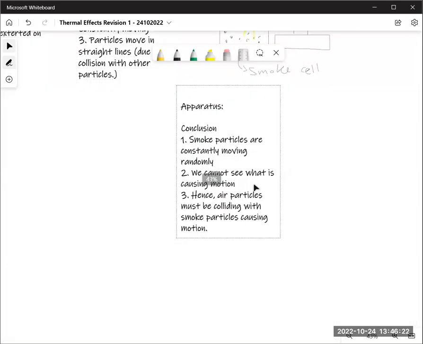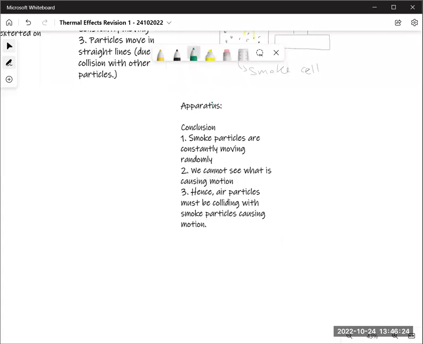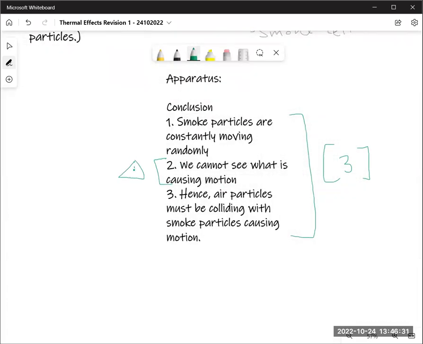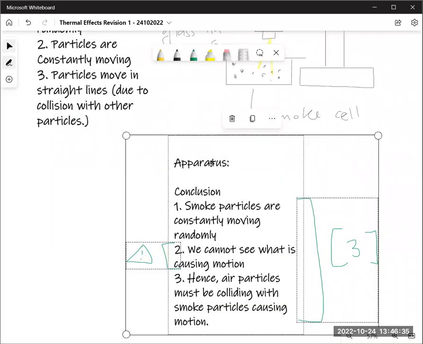Right? Any doubts? Any questions? No doubts. No, sir. Now, these are 3 points. This will be 3 marks in the exam. And especially this part is key, that you cannot see what is causing the motion. Therefore, air particles must be colliding, or gas particles.